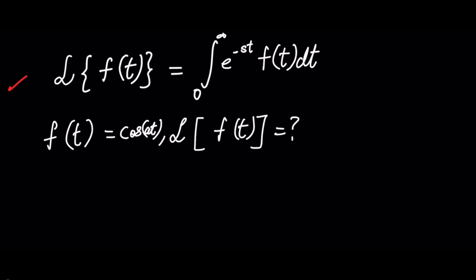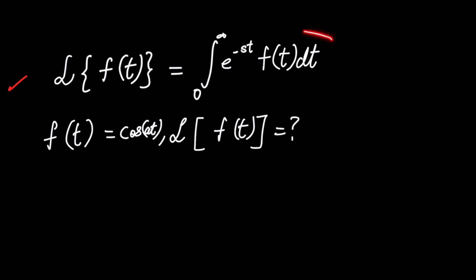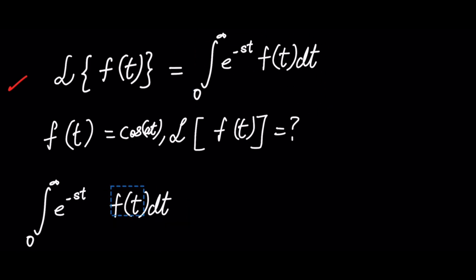Now, let's find the Laplace transformation of a trigonometric function, specifically cos of at. Applying the standard definition of the Laplace transformation, we start by rewriting the expression accordingly. Now, we see that the integrand involves the exponential and the trigonometric function. At this point, we have a couple of options. We can use tabular integration, or we can apply Euler's formula.